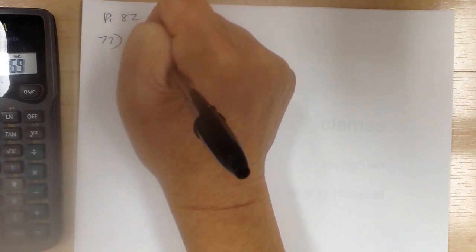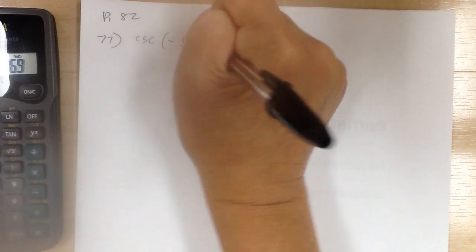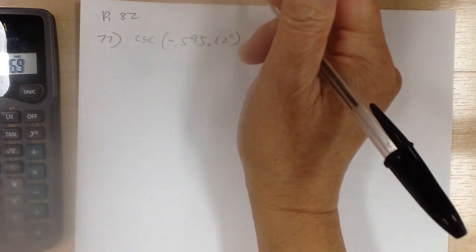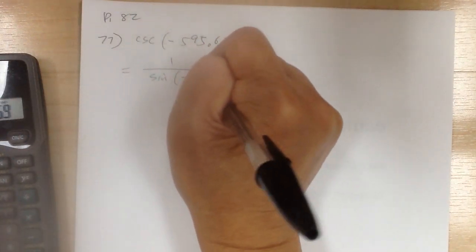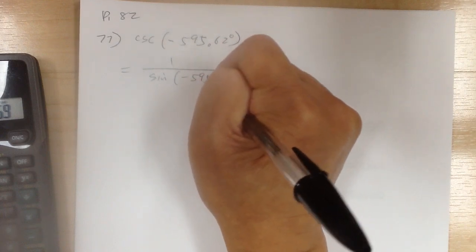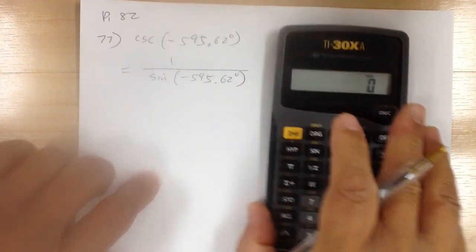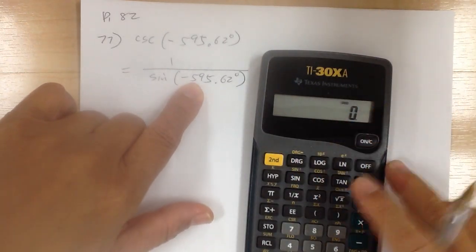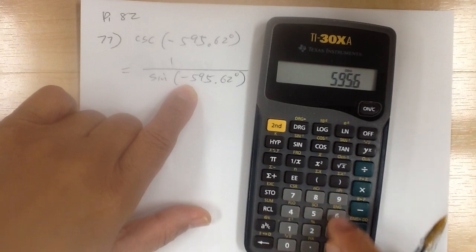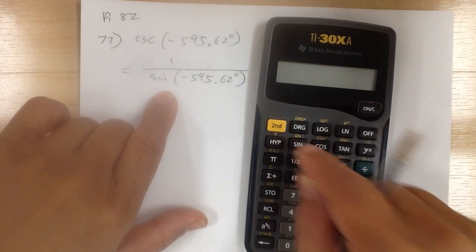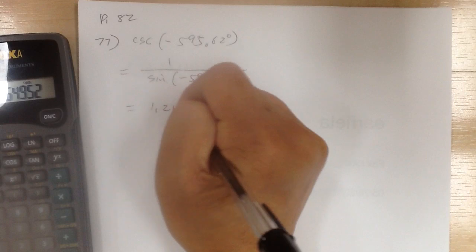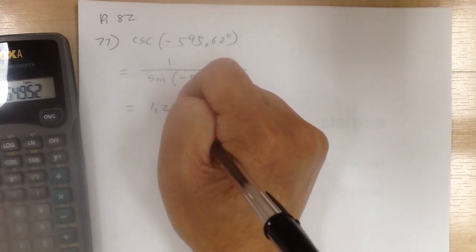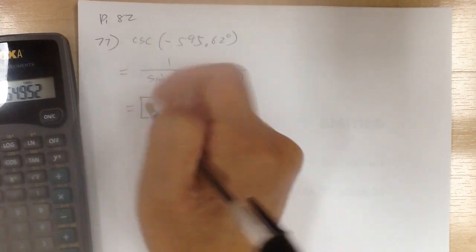Okay, number 77. Cosecant of negative 595.62 degrees. So first convert into 1 over sine of negative 595.62 degrees. Then use the calculator. Make sure it's in degree mode. So you got negative 595.62, take the sine of that and take the reciprocal of that. So this is equal to 1.212, which will be 1.212.